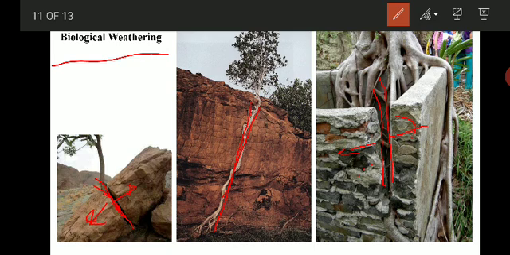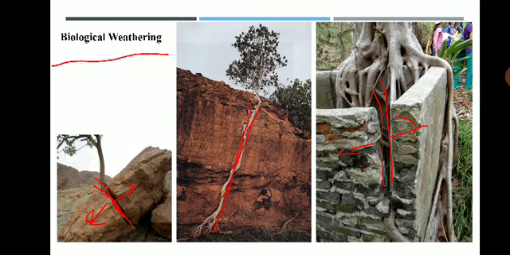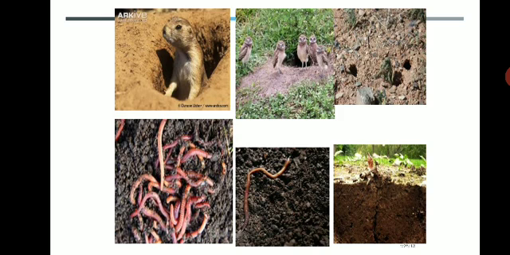So the mosses and lichens on the surface of the rock, they also lose the mineral grains, right? And the burrowing animals, such as earthworms, ants, then rodents, they also contribute to the disintegration of the rocks.